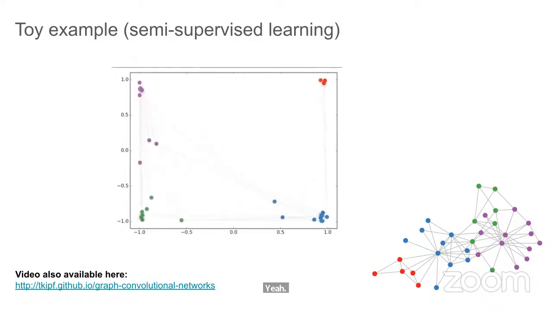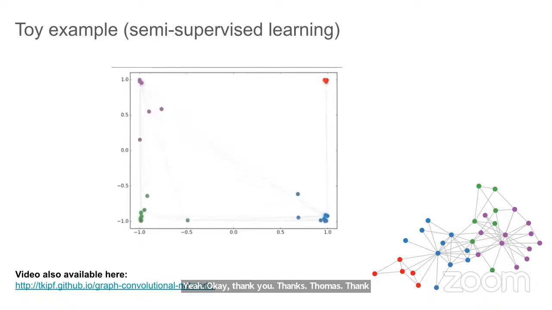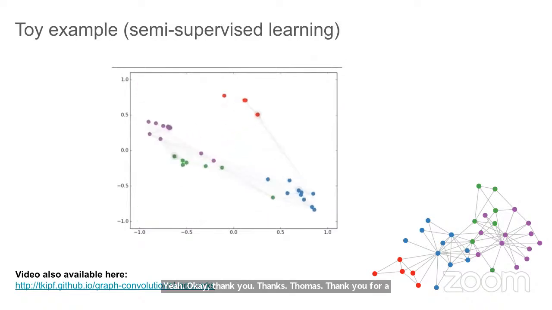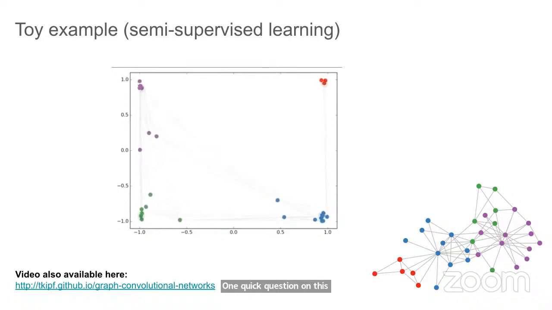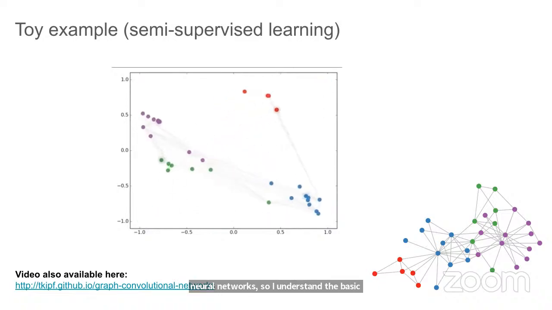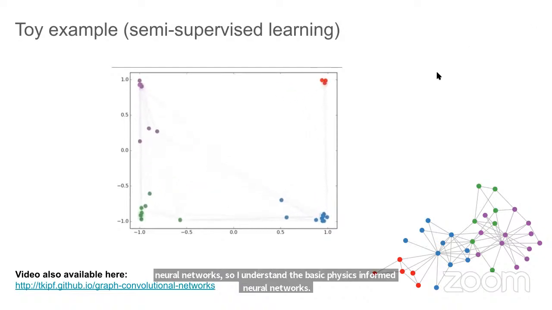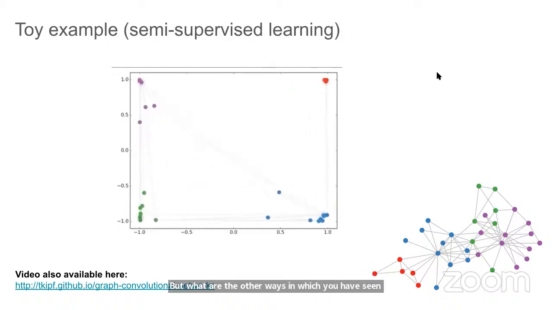Thank you for a very interesting talk. One quick question on physics-informed graph neural networks. I understand the basic physics-informed neural networks, but what are the other ways in which you have seen physics being embedded in the graph neural network?